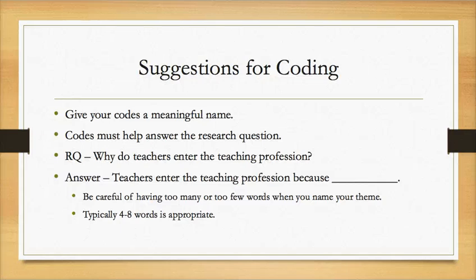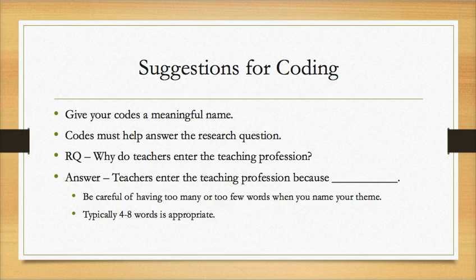My suggestion is to have about 4 to 8 words that describe the theme that you're seeing, okay? However you come up with these themes, it must answer your research question. So a good way to go about it is to first examine the research question. The research question in this case is, why do teachers enter the teaching profession? And to answer that question, we're going to write a script and draw a line that represents where the theme might go. And so the answer is teachers enter the teaching profession because blank.